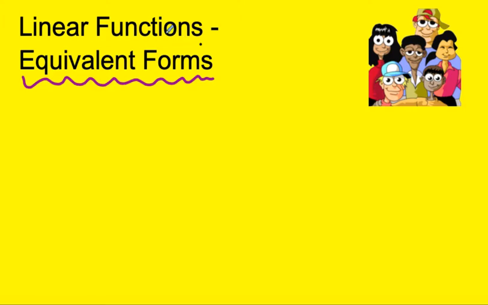Today I'm going to be going over the three equivalent forms of a linear function. A linear function is a function whose graph is a line, and it could be a positive sloped line, a negative sloped line, or a horizontal line.